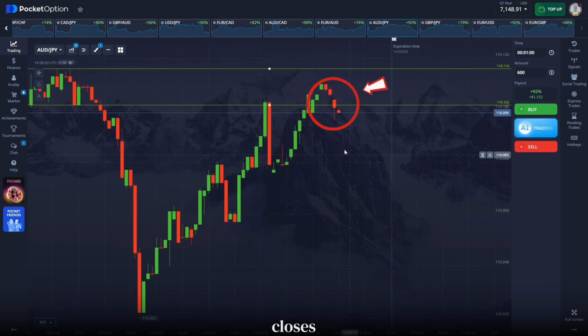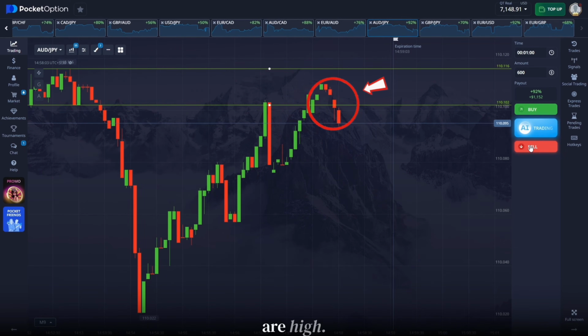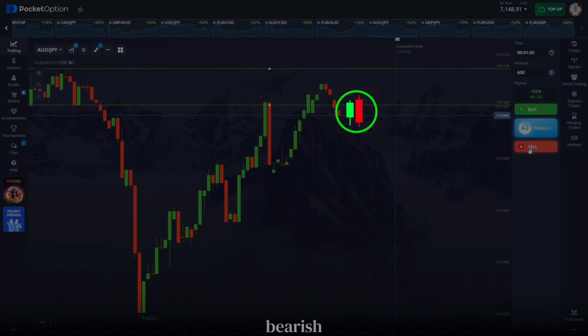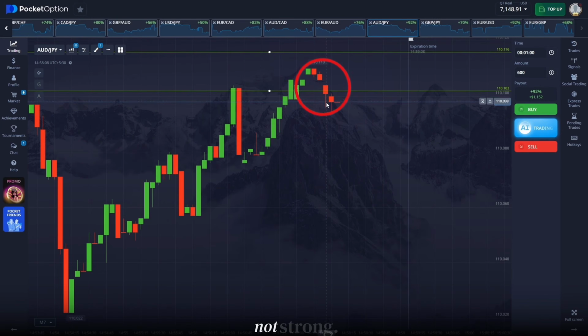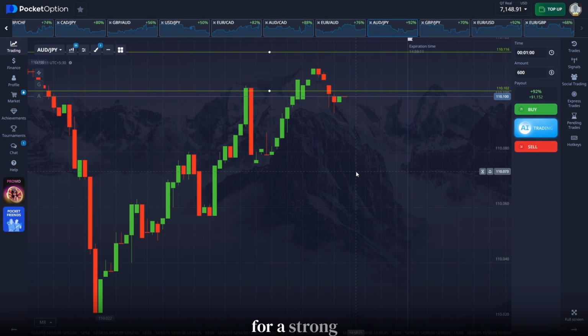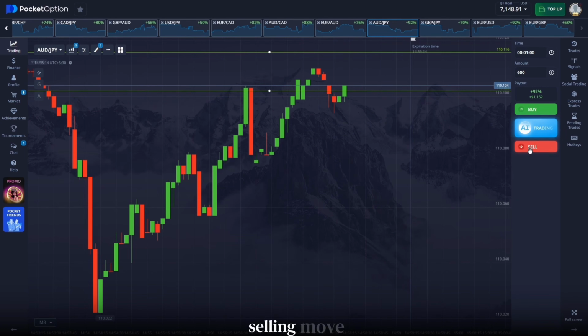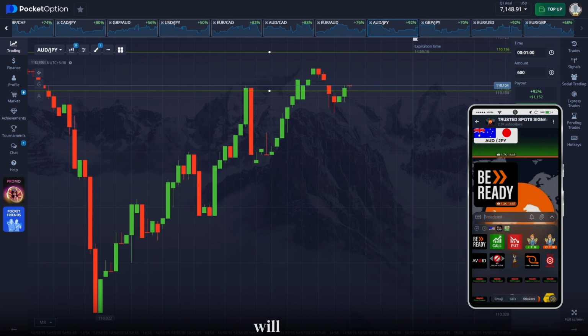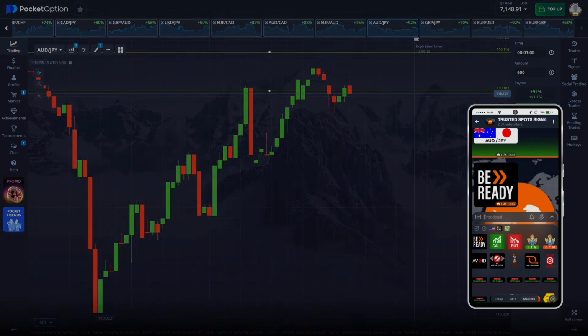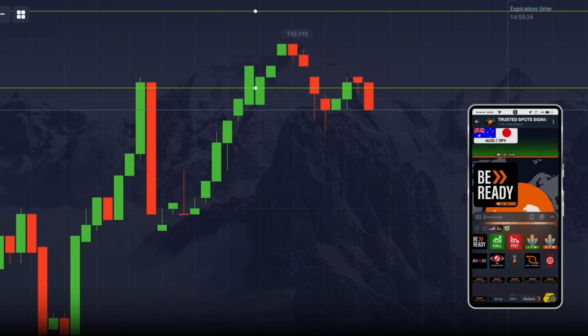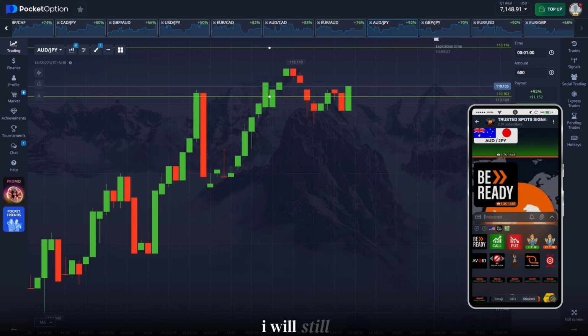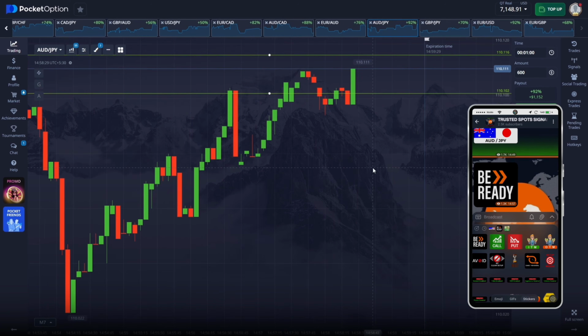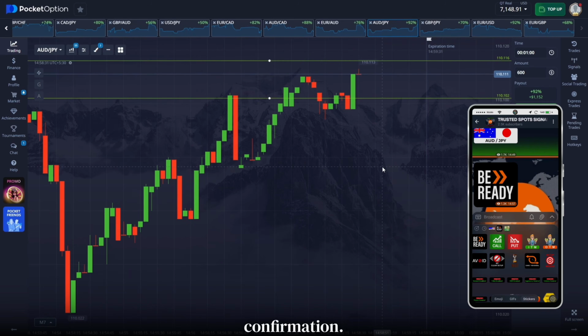Okay, the candle closes below, so chances of reversal are high. I need a strong bearish reversal pattern. These are not strong. You can see the rejections from the buyers. I'll wait for a strong one-sided selling move in the chart and then I will trigger my trade. Let's wait. Still not satisfied. I will still wait for another strong candlestick confirmation.